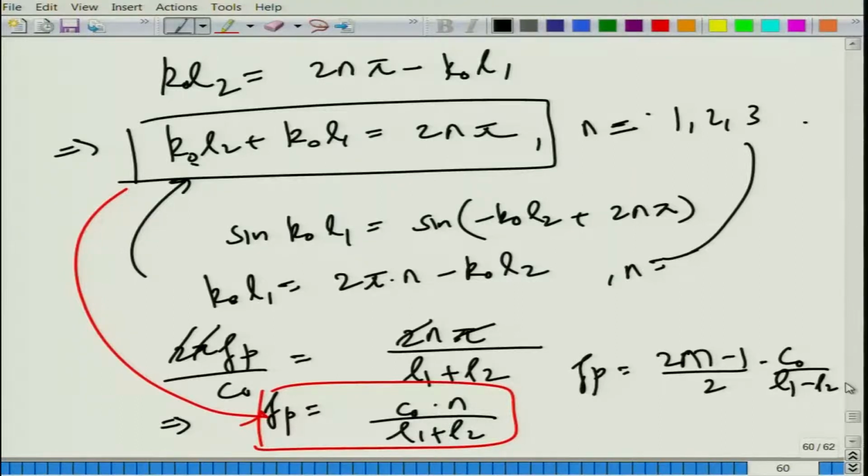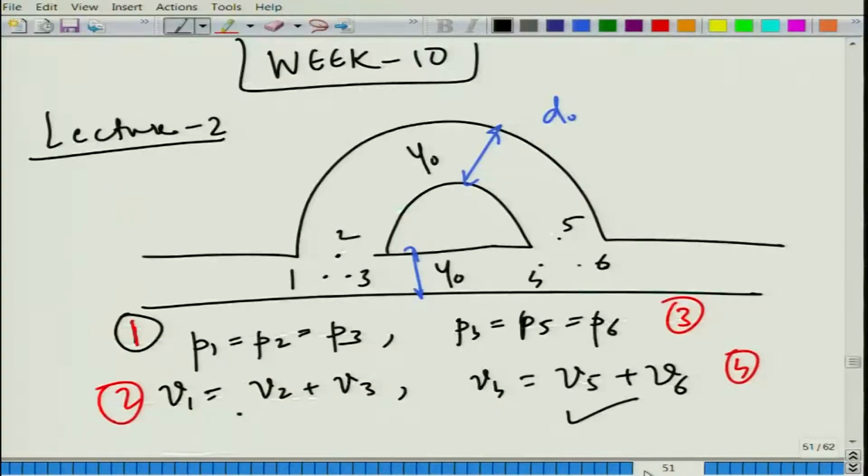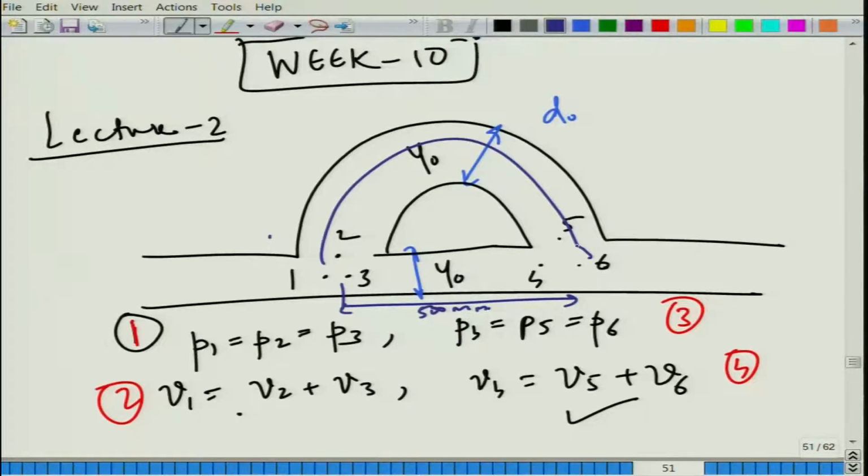So, we can work out a couple of interesting cases. For the configuration that I have shown here, suppose we take this length to be 0.5 meters, that is about 500 mm from here to here. And this one is about just half of this, so it becomes 2 pi r by 2, so it is just pi r. Pi r means pi d by 2, and this is your 500.